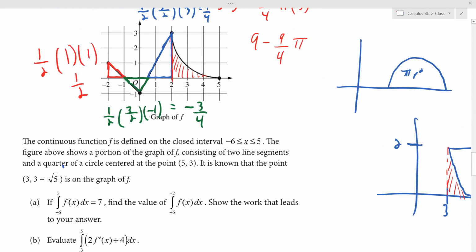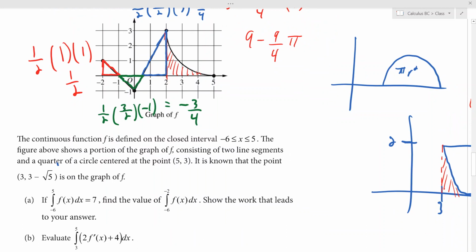And we need them for this very first question, because they're telling me the integral from -6 to 5 is 7, but like obviously we don't see -6 on this graph. They want to know what's the integral from -6 to -2. So there's some area back here. Let me erase this piece here at least. There's some area back in here, which I don't know.